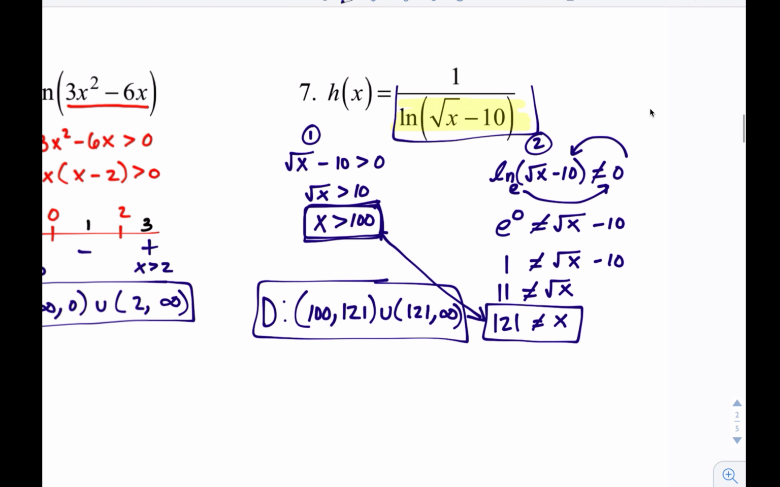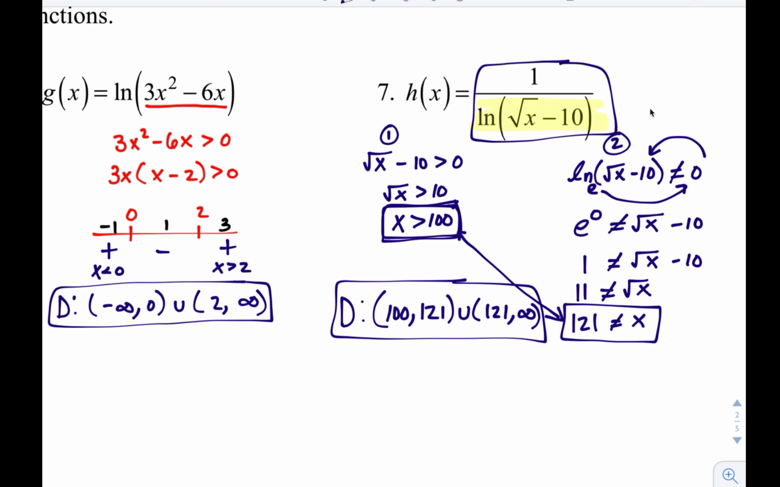All right, so again, we did that because you have to make sure that what you're taking the log of is positive. And then you also want to make sure that your denominator doesn't come out to be 0 because this whole thing is a fraction. So that's why that one's a two-parter.